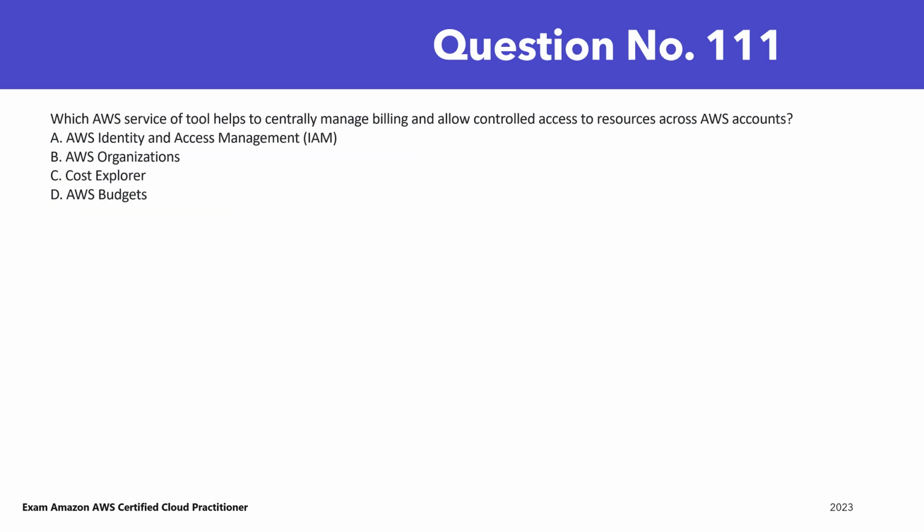Which AWS service or tool helps to centrally manage billing and allow controlled access to resources across AWS accounts? A. AWS Identity and Access Management, IAM. B. AWS Organizations. C. Cost Explorer. D. AWS Budgets. Correct answer, B.